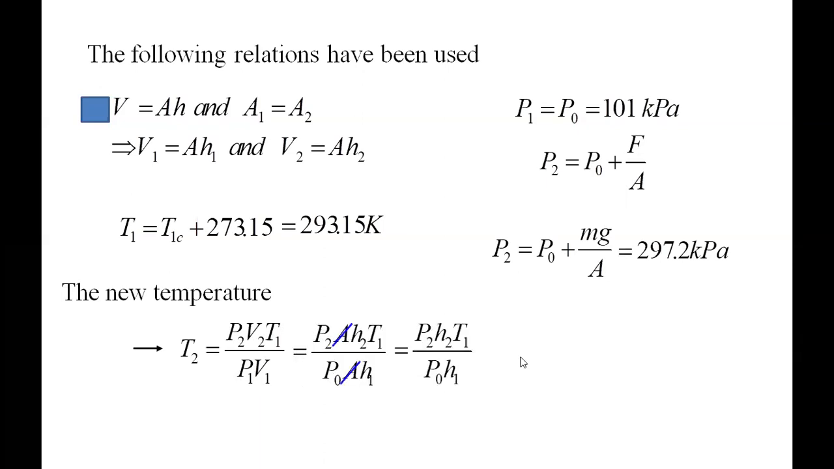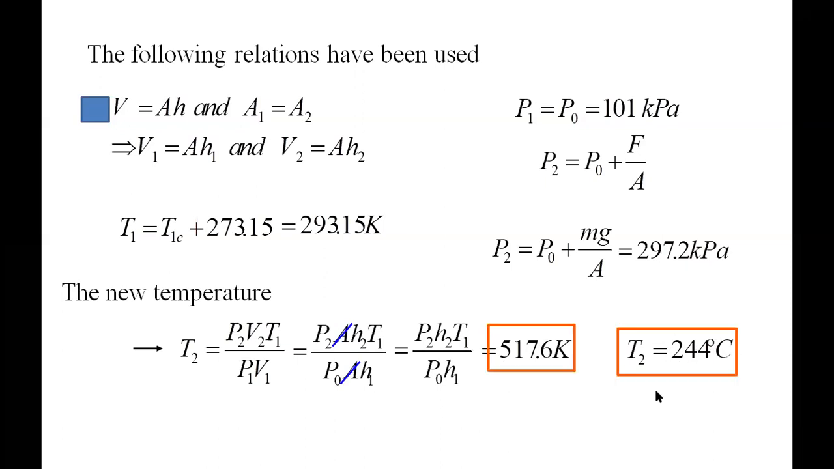the area with the area cancel each other because the area of the piston is the same, and this equals 517.6 Kelvin, and in Celsius this equals 244 Celsius.